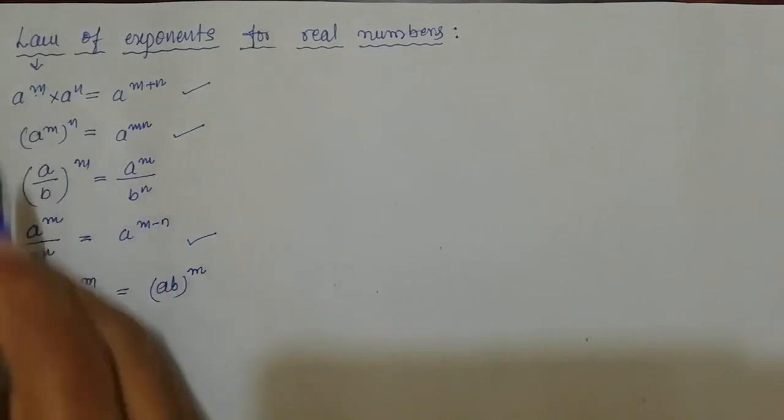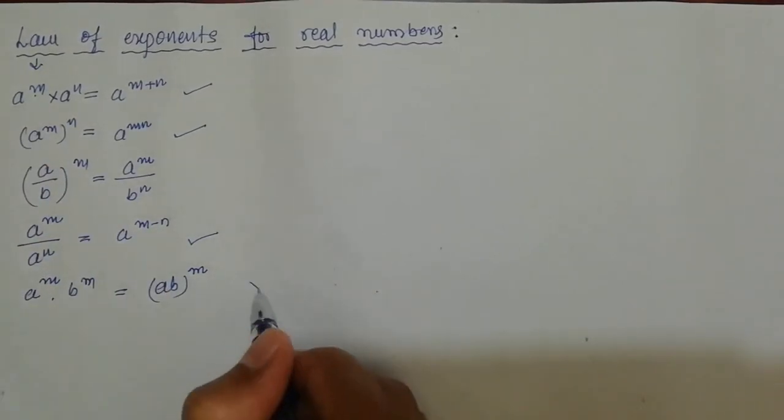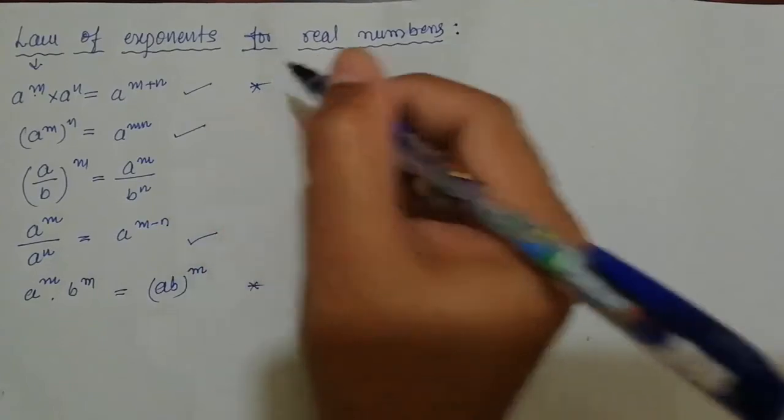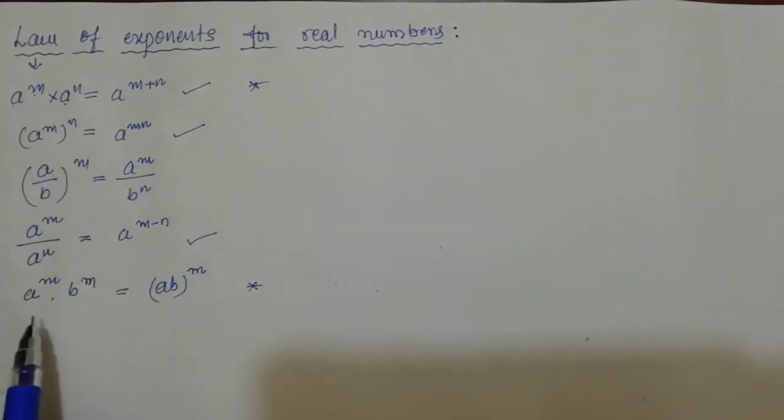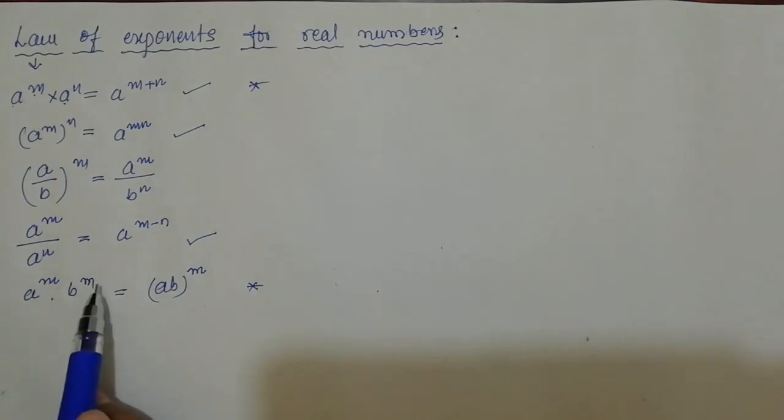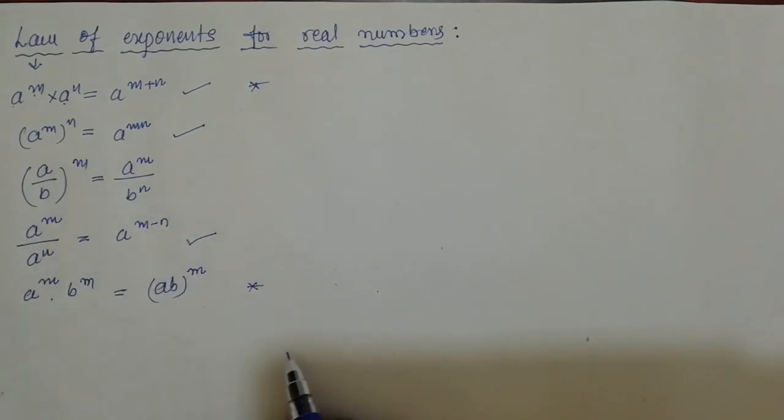But there is a difference between this one and the previous one, so try to identify the difference between these two. Here the base is the same and the exponent is different, but here the base is different and the exponent is the same. So it takes a different format on the right hand side. These are very important formulas related to the law of exponents. If you remember all these formulas, it will be sufficient.